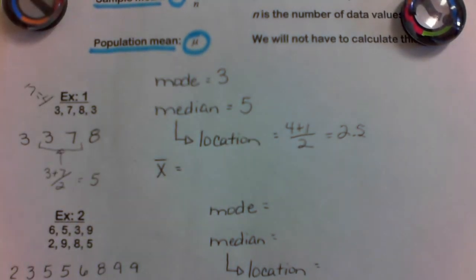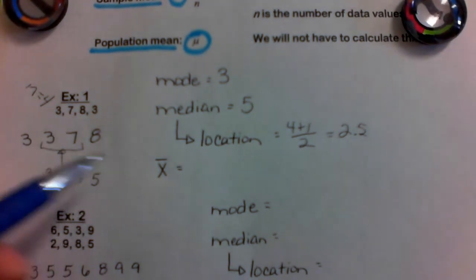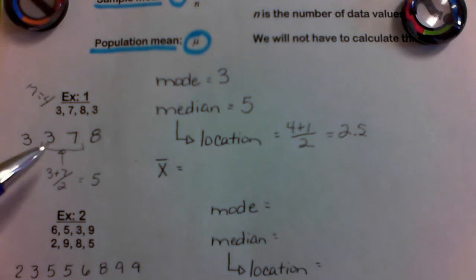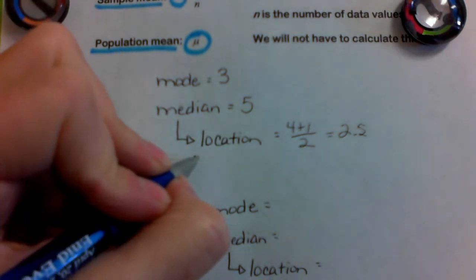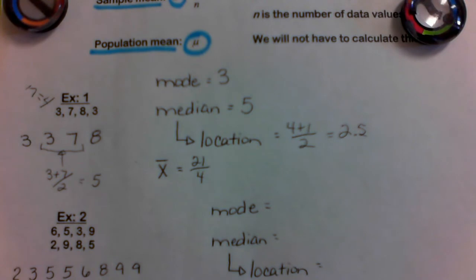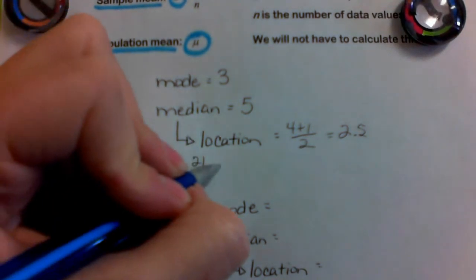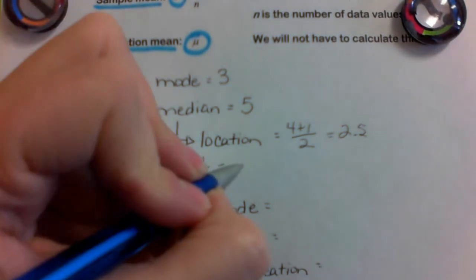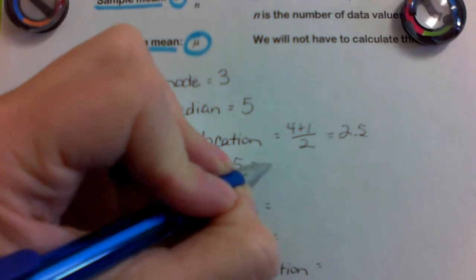Then the mean, which is X bar, this is the summation of all of these values. So 7 plus 3 is 10, 18, 19, 20, 21. So I add all those up and I get 21, and there are 4 of them. So I'm going to do 21 divided by 4. And if you go to your calculator and do 21 divided by 4, you get 5.25. So X bar, or the mean, is 5.25.